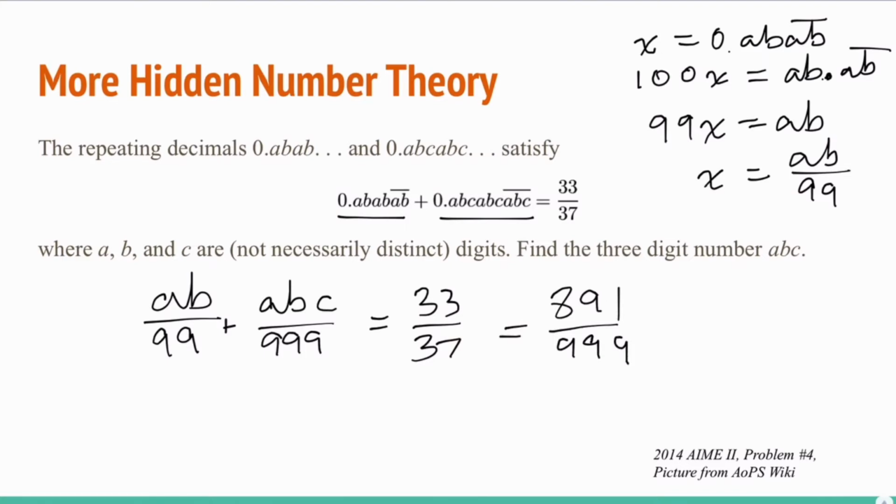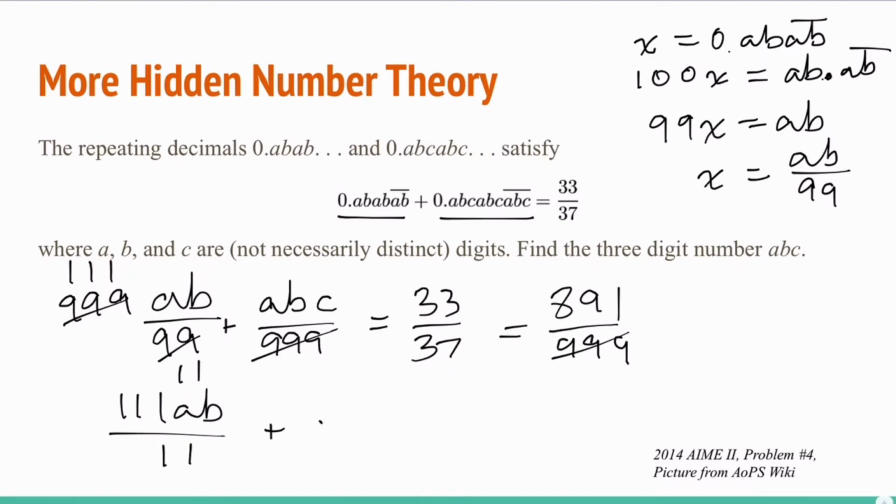Now we can multiply this whole expression by 999. Doing that and simplifying, this equals 111 times AB over 11, not 111, 11, plus ABC equals 891. And now we see that A has to equal B since they're digits and divisible by 11. And just trying out some digits, we see that the only number that's possible is A = B = 4.